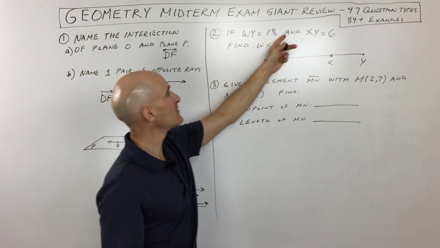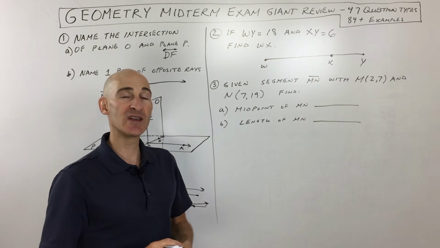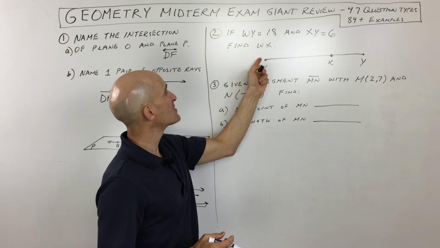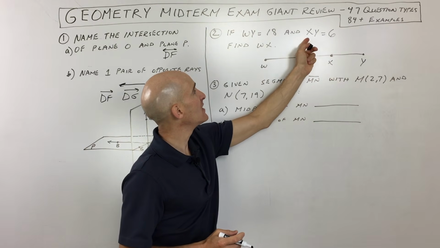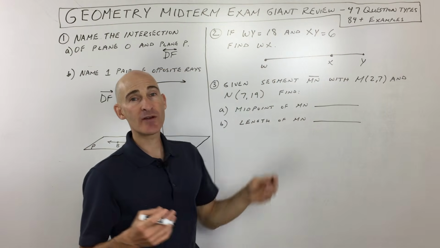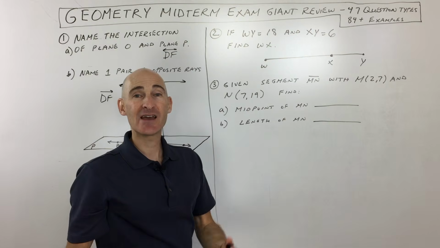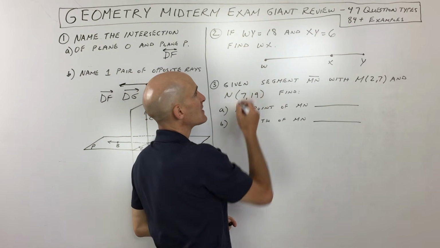Now what you might want to do with some of these questions is see if you can do them on your own. Pause the video and then we can go through them together so you can see if you're on the right track and understanding the concepts. So it says if WY equals 18, so this whole length right here is 18, and XY is 6 right here, find WX. Whenever they say WX like that without a bar over it, that means the length of WX, so what's the distance from W to X.